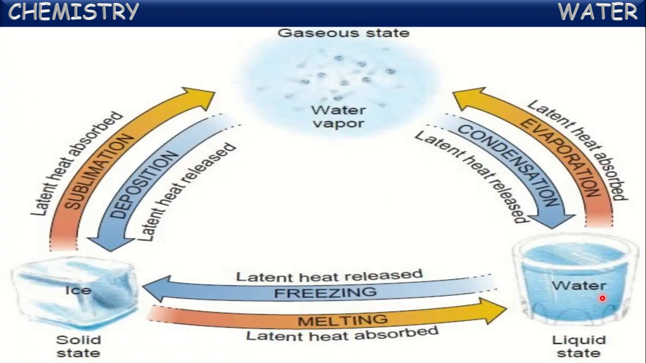So these are different conversions of water from one state to another. These we say are interconversions of states of water. If you see solid ice, on heating it converts into liquid water. That process we call melting. This melting occurs at 0 degrees Celsius. So actually ice will be below 0 degrees Celsius, and if you heat it, after reaching 0 degrees Celsius it converts into liquid water. That process we call melting.